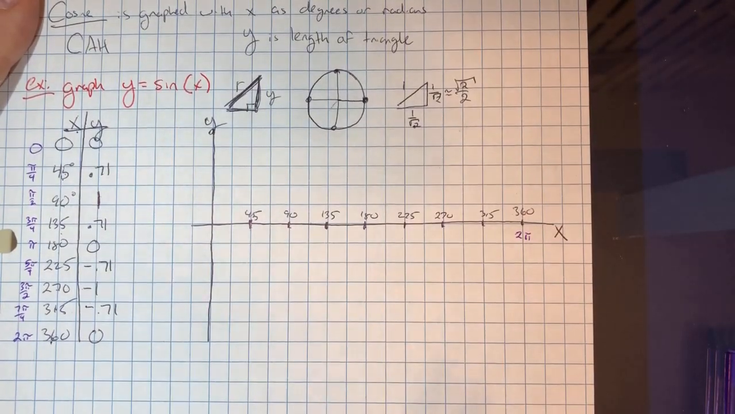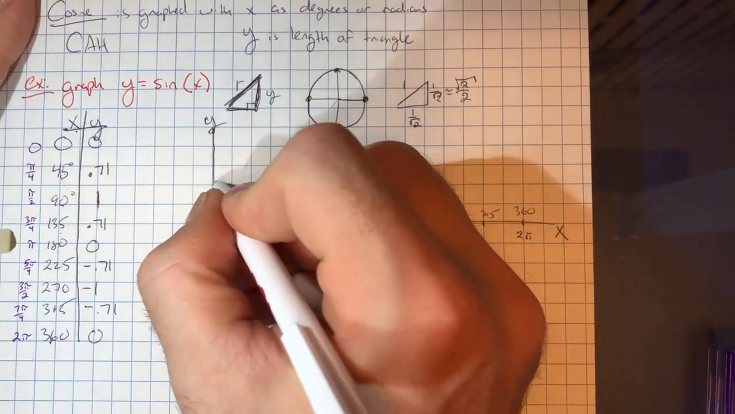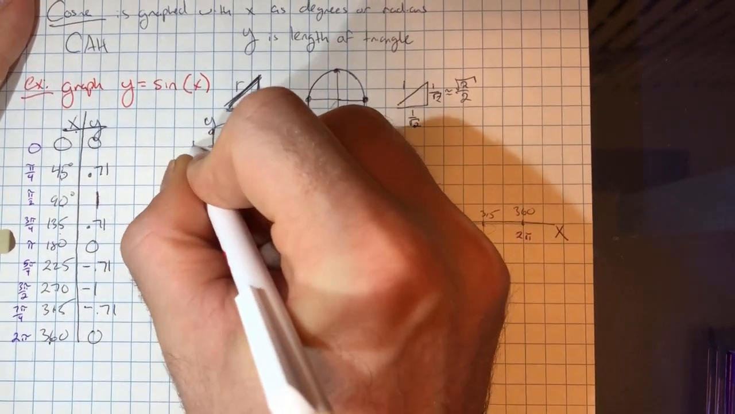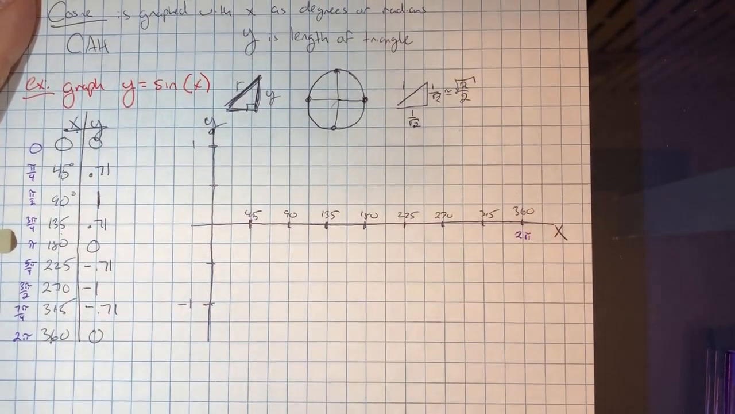Okay, so let's go ahead and list. We need to go up to 1 and down to negative 1. So I'm going to say this is my 1, and this is my negative 1.